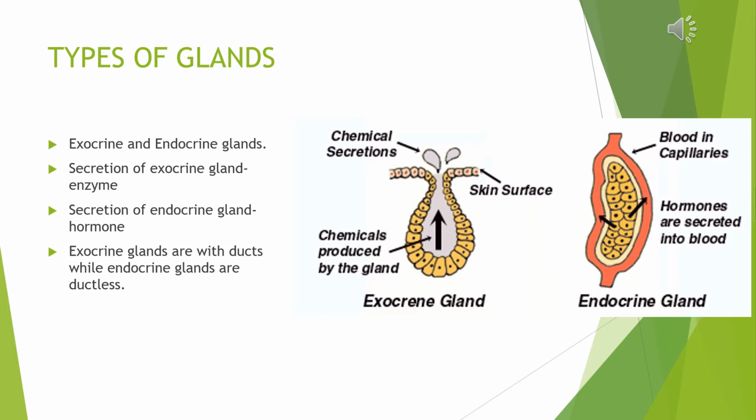So the secretion of an exocrine gland is an enzyme, but the secretion of an endocrine gland is a hormone. In the case of the exocrine gland, there is a duct present, but in the endocrine gland there is no duct present. That is why it is called a ductless gland. The exocrine gland secretion does not enter the blood vessel, but the secretions of the endocrine gland enter the blood capillaries. Examples of exocrine glands are the mammary gland, the salivary gland and the sweat glands, and examples of endocrine glands are the thyroid gland, pancreas, adrenal gland, etc.